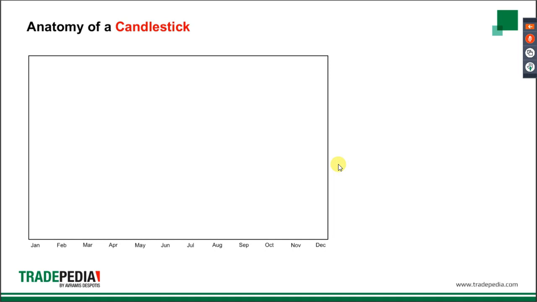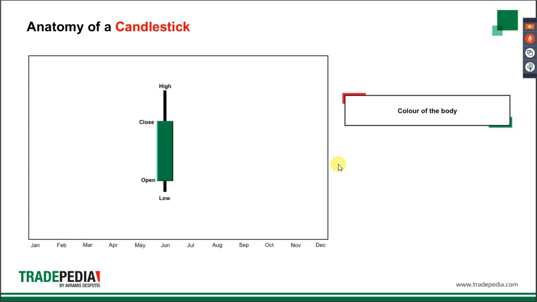Okay, let's see how a candlestick is formed. Basically, a candlestick is made up of a rectangular part, and the difference between the open and the close is what we call the body of the candle. And we have the upper and lower shadows. This is the difference between the body and the high, and the body and the low.